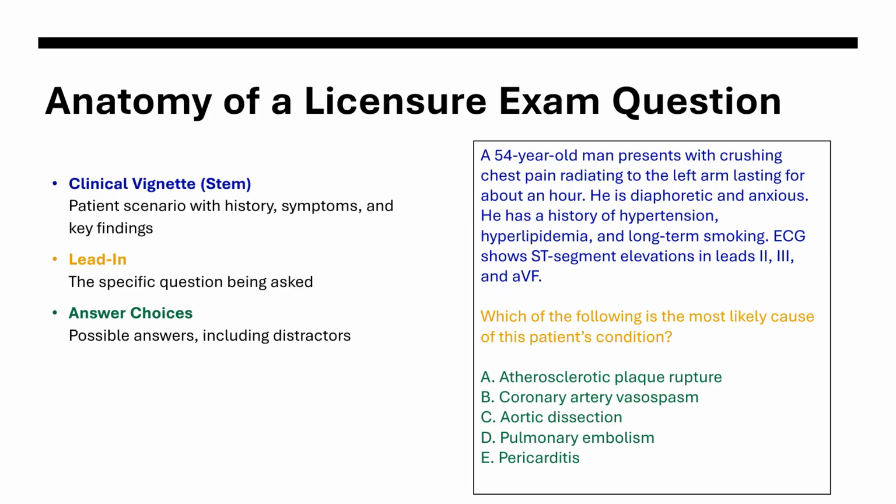Licensure exam questions usually follow a predictable format. First, you get the clinical vignette, which gives you the patient story and clues. You then get the lead-in, which tells you exactly what task you need to perform in order to answer the question. Finally, you get the answer choices, which include one best answer and several distractors designed to test your reasoning. If you understand that structure, the question becomes much less overwhelming.